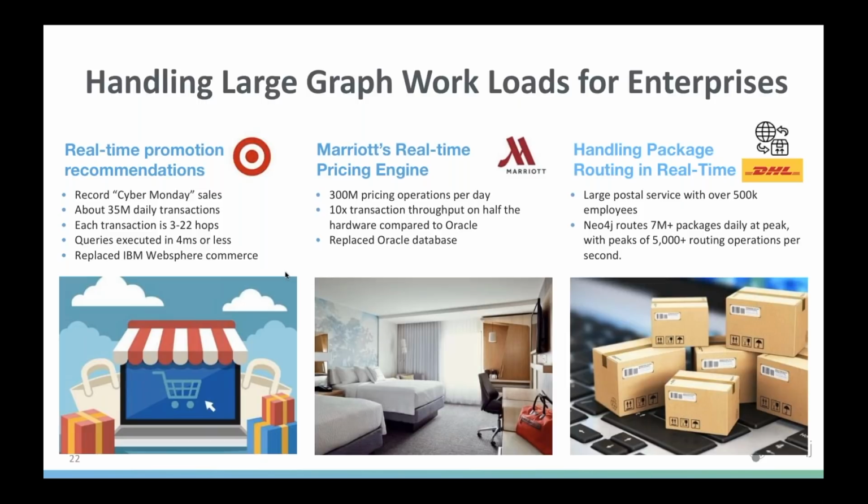And as a result of this, because IBM WebSphere e-commerce server was unable to do these real-time recommendations, in this case the company's Target, another big box retailer in the US, are using Neo4j for their recommendations. Marriott are using Neo4j, also replacing a big, very expensive Oracle database to do real-time room pricing.